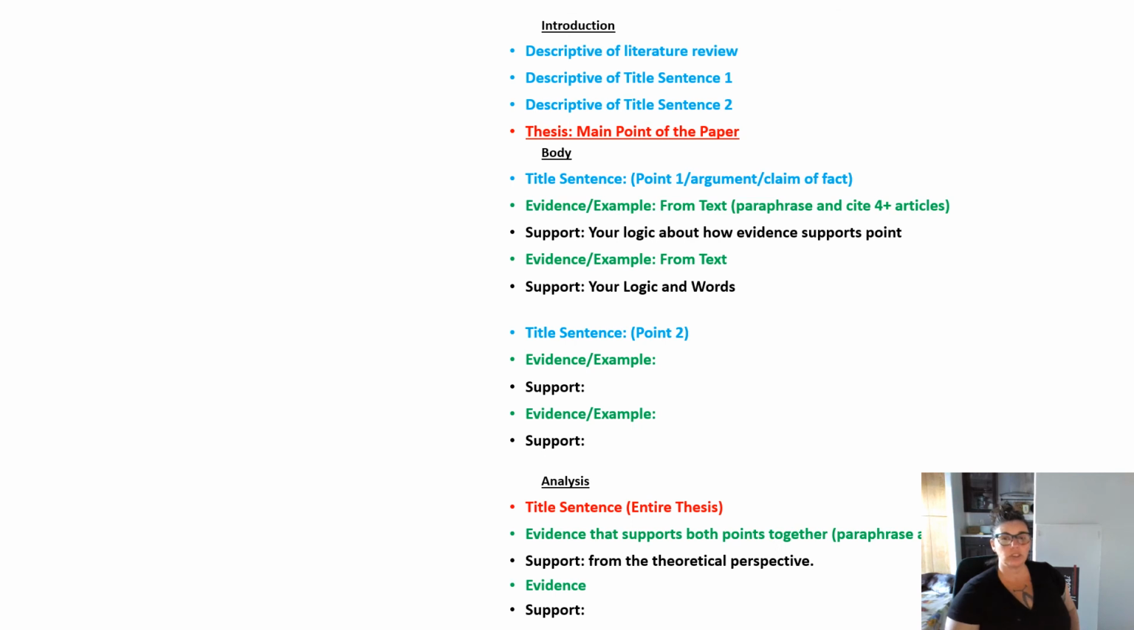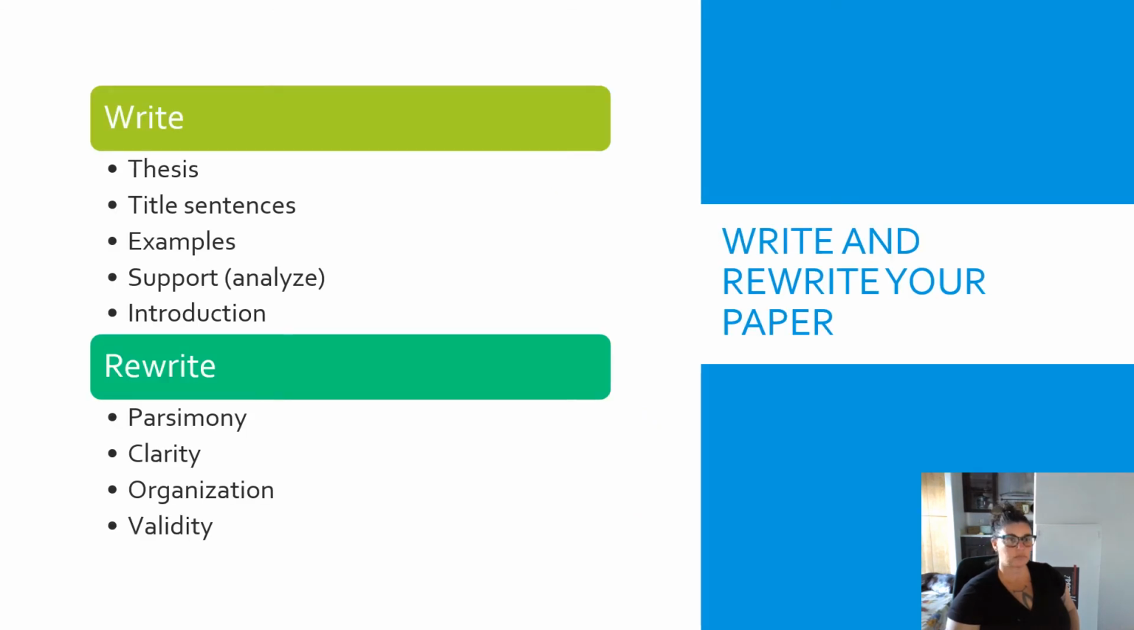And then once you're done, you want to go back and explain to me what this whole paper is about in one sentence, what the first paragraph is about, what the second paragraph is about, and then this is actually the analysis paragraph. It's the title sentence, thesis again. So how do you write your thesis? You write your thesis first. Then you plug in, copy and paste your title sentences. Then you add your examples. Then you include your support. Then you write your introduction.